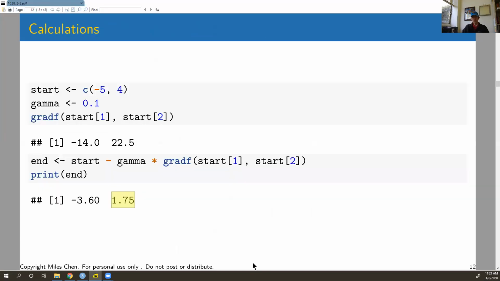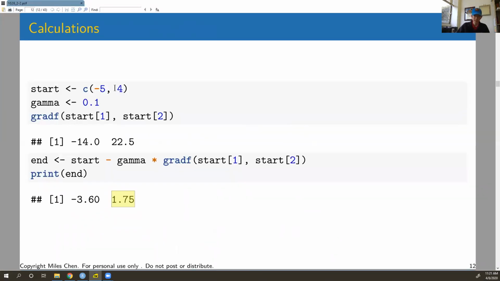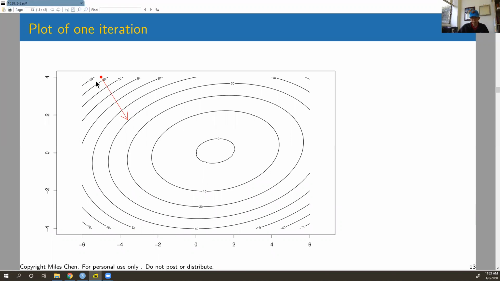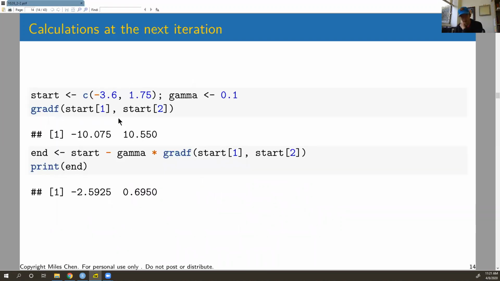So I start off at -5, 4, I end up at -3.6, 1.75, and I've graphed that here. Start here and I end up here. The next iteration is going to start at this coordinate, -3.6, 1.75. That's my starting location. I plug that in to get my gradient at that location.